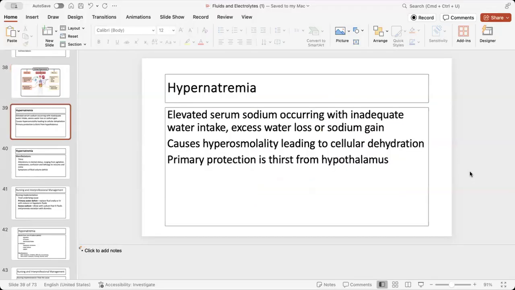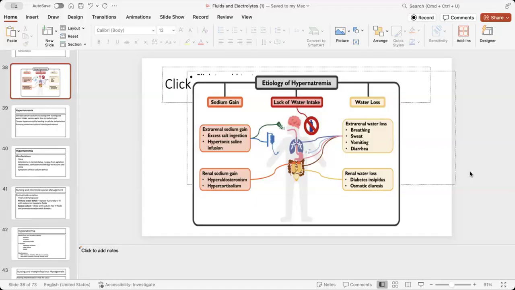What are you gonna do about it? Let's go back and think about it. If I have too much salt ingestion, limit the salt. Stop hypertonic solutions. If I'm not taking in enough water, increase, drink more, right?